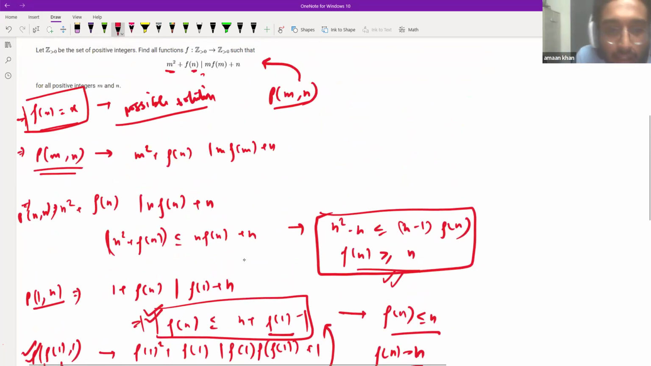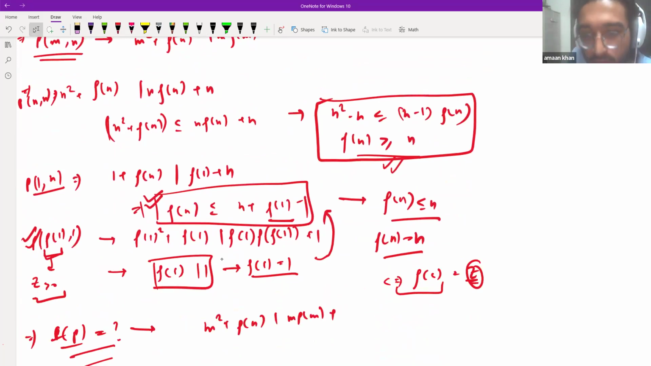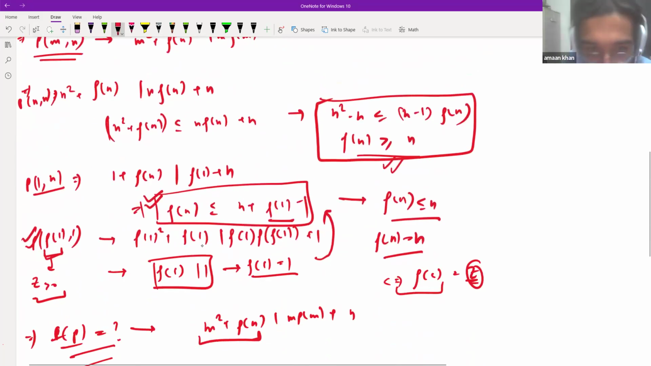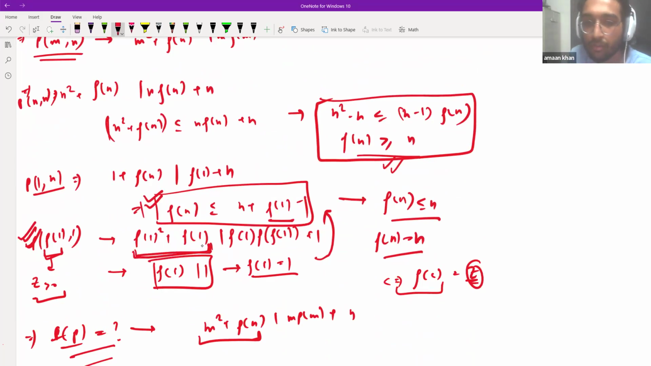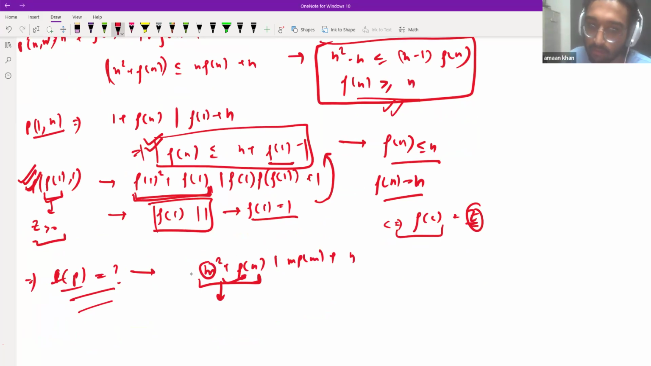So the thing is, if you see here, basically this is m square plus f of n divides m f of m plus n, right? Even what he did here was try to make everything in terms of f of 1 on this side, so that he could take f of 1 common from here. So we'll try to do something similar here as well. Let's try to make m also equal to f of n. So what happens if you put that?